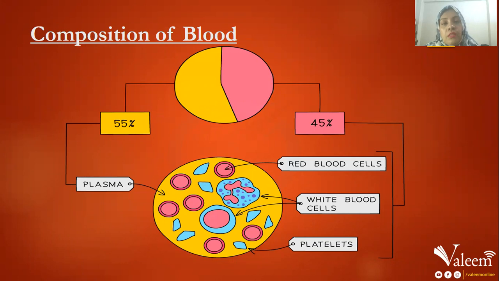So I will say again that the blood is composed of two parts, that is the solid part and the liquid part. And what is the solid part? The solid part is basically the cellular part, and it is composed of red blood cells, white blood cells, and platelets. And what is the percentage of the solid part? 45%. And on the other hand, there is plasma, and plasma is 55%, and it contains different components and different nutrients and other things that I will discuss later.